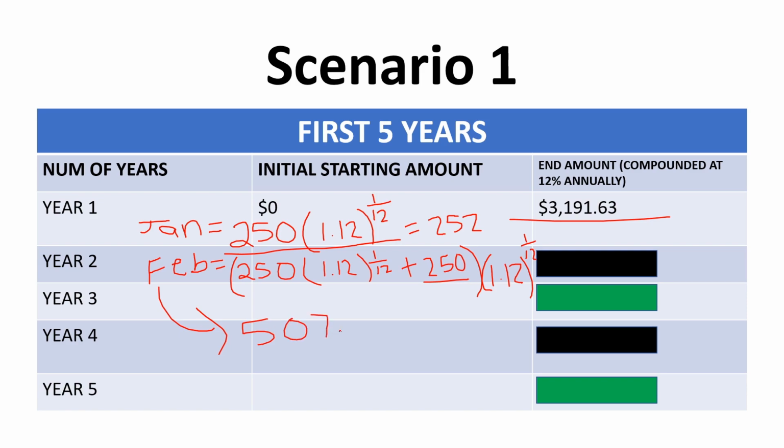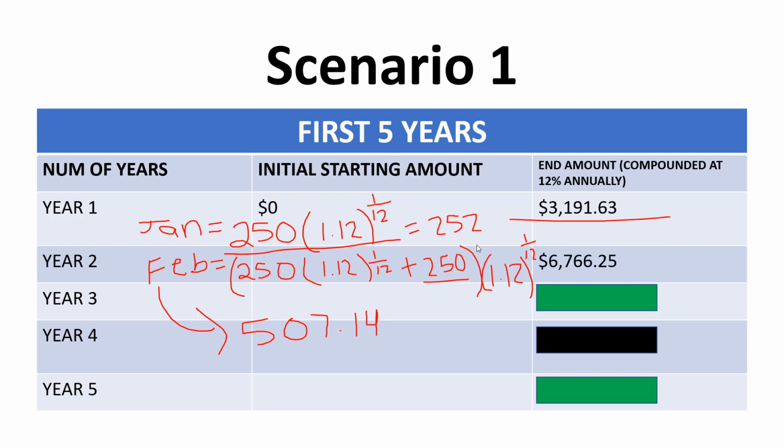So 507.14. And that's going to be the end of February. So hopefully you guys understand what we're doing here because I feel like that'll help some people better understand really the power of compound interest, right? So let's go on to year two now, right?